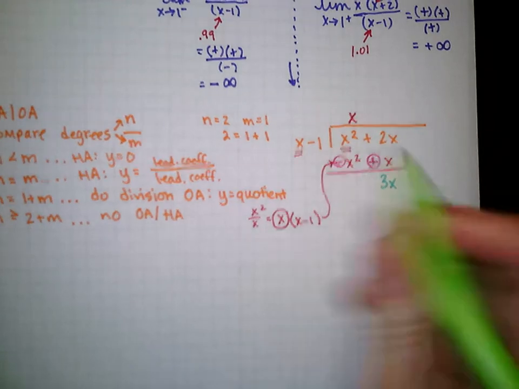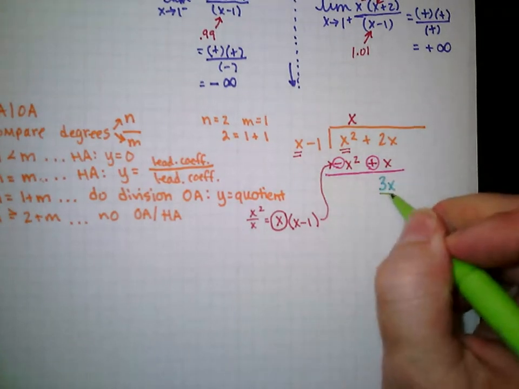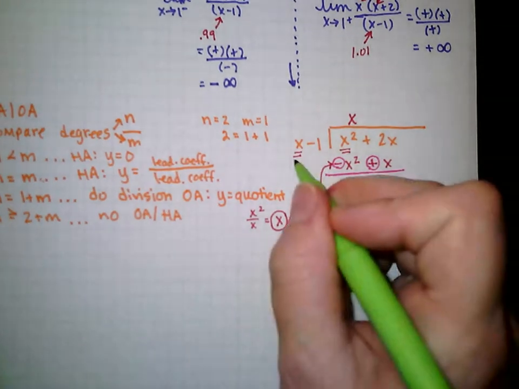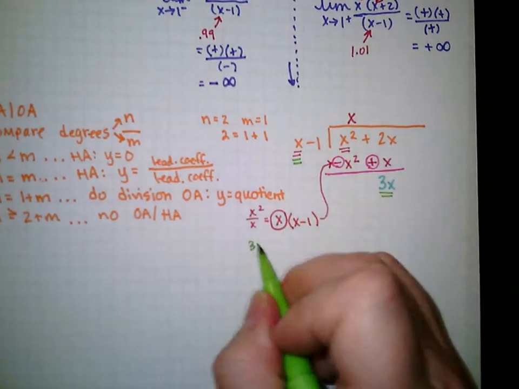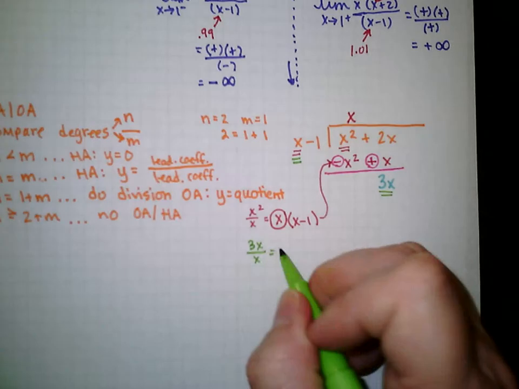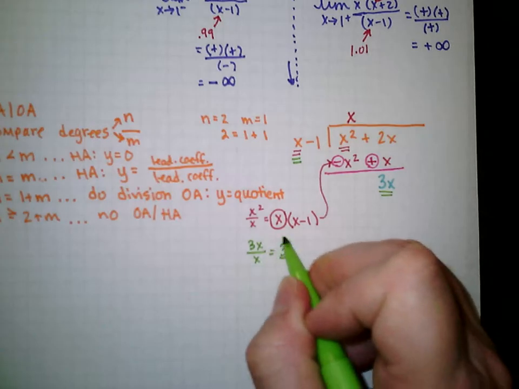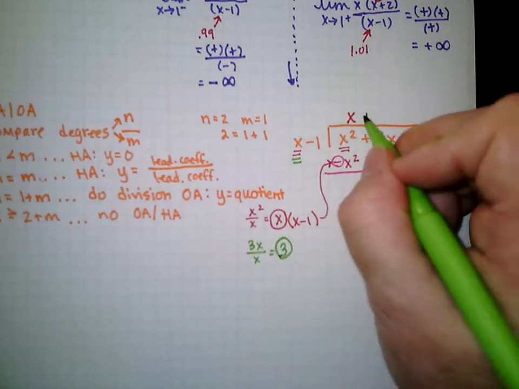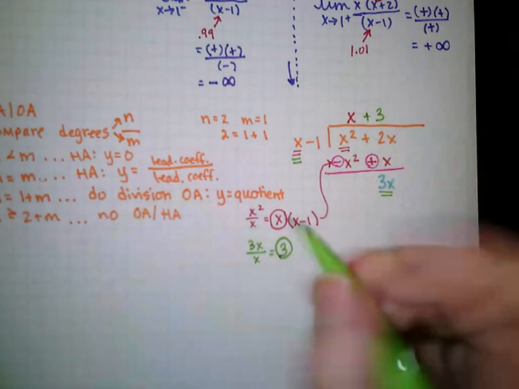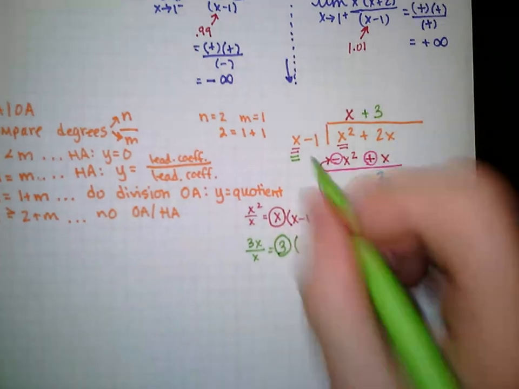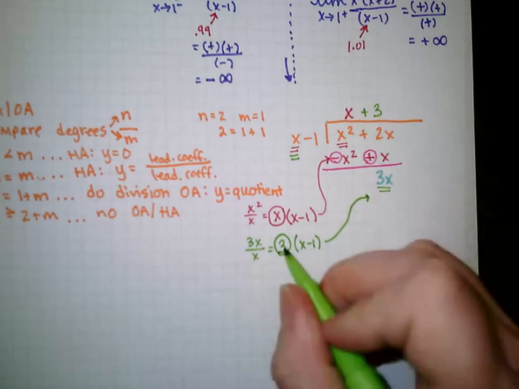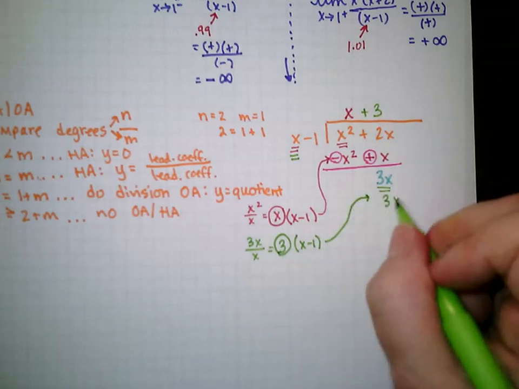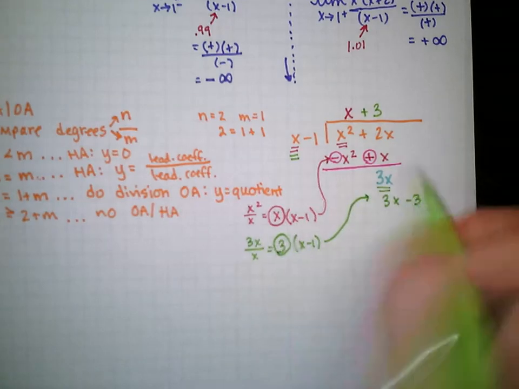Then I'm going to repeat what I had just done. I'm going to take the first term on this row divided by the first term in the divisor. So 3x over x gives me 3. This becomes a part of my quotient, and it is positive, so it will be plus 3. Then I multiply times the divisor, x minus 1, and I put that in this row. 3 times x is 3x. 3 times negative 1 is negative 3.